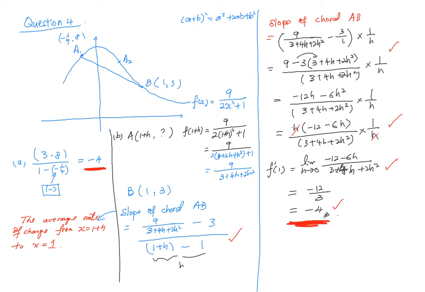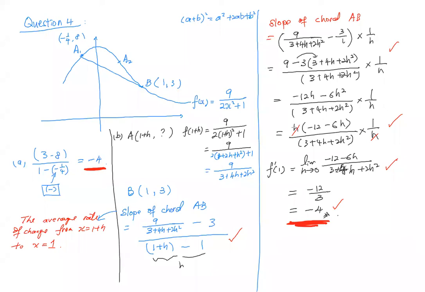So then part C: by considering the slope of the chord A1B and A2B and the slope of the tangent to the graph of y equal to f(x) at B, discuss the accuracy of this statement. When they ask you to discuss the accuracy of this statement, you look: if A1 approaches B, how come the slope of the chord A1B is the same as the slope of the tangent at point B? So is that statement accurate?